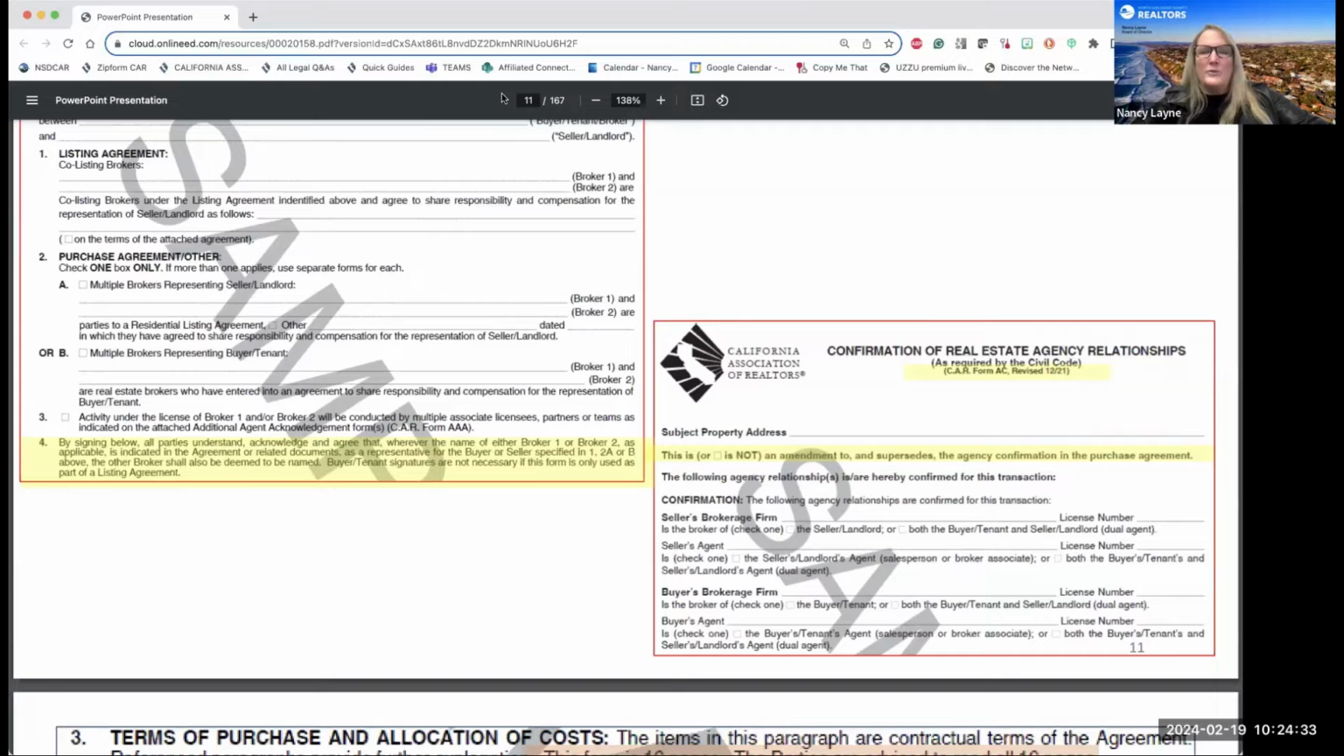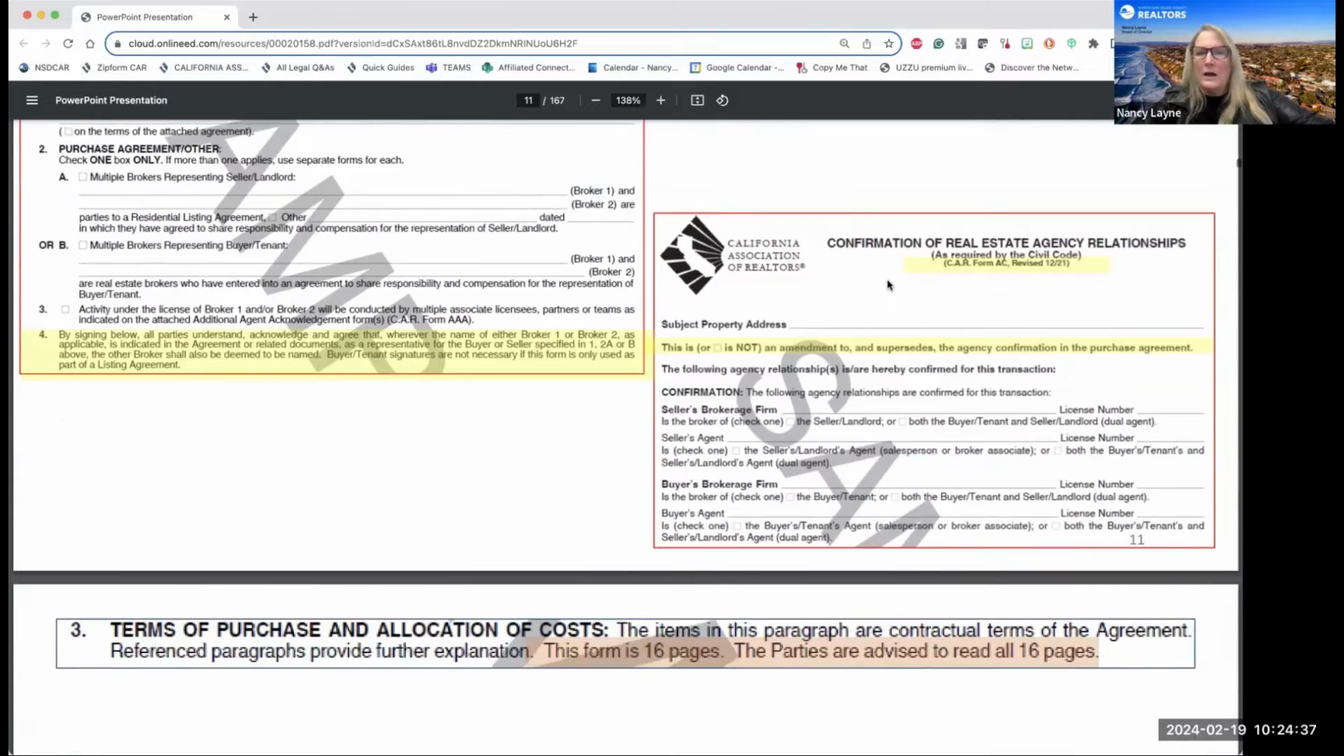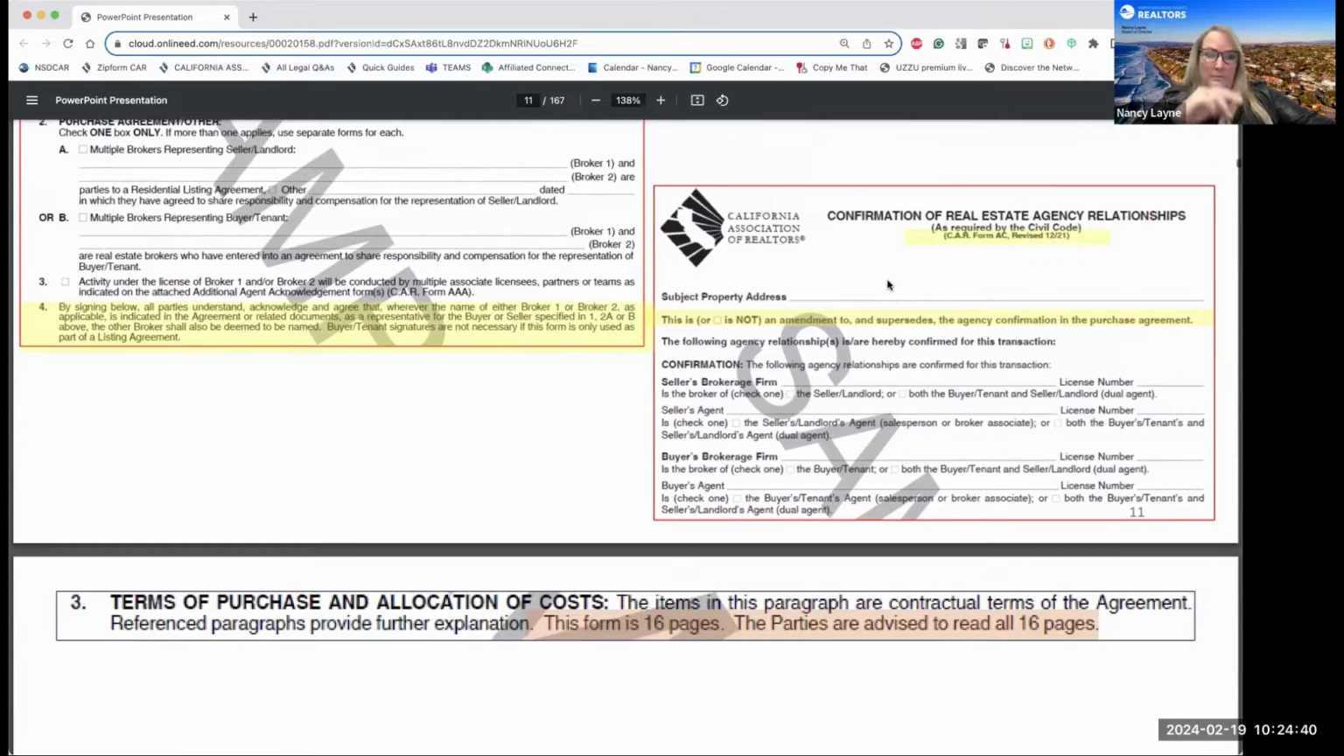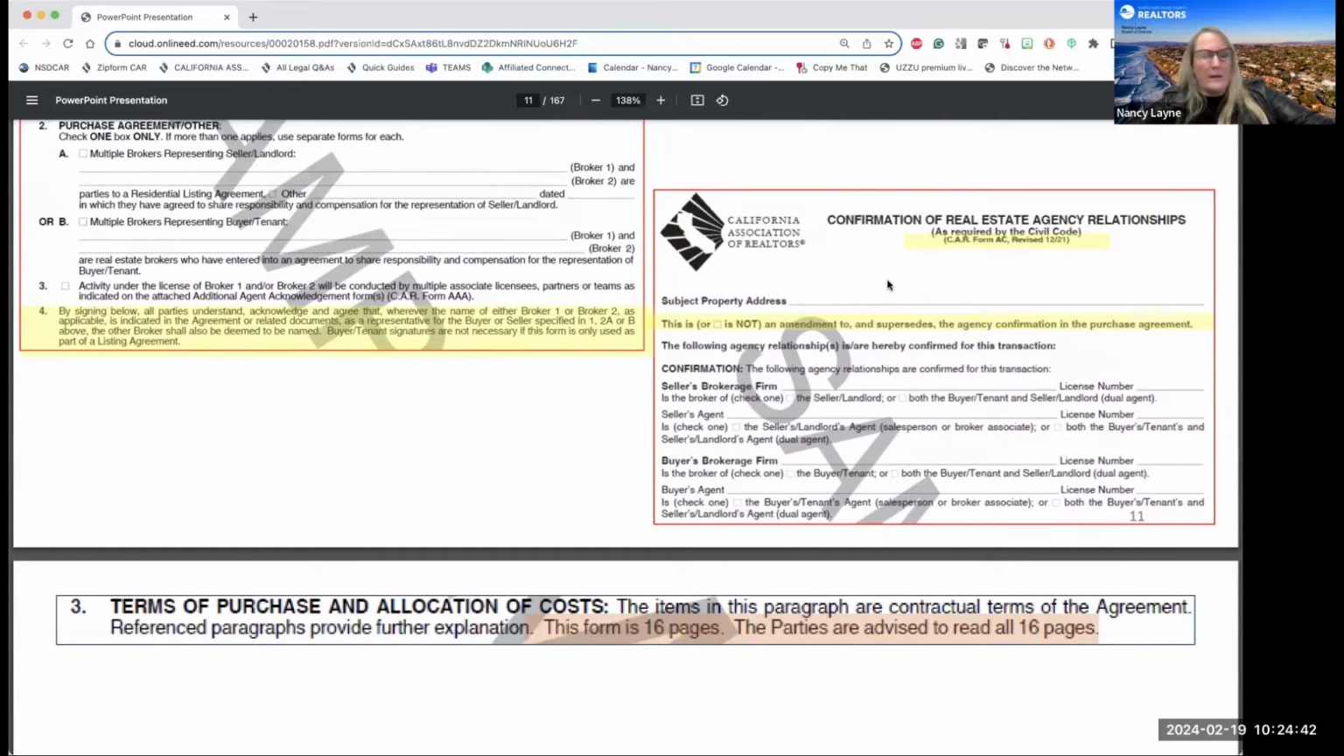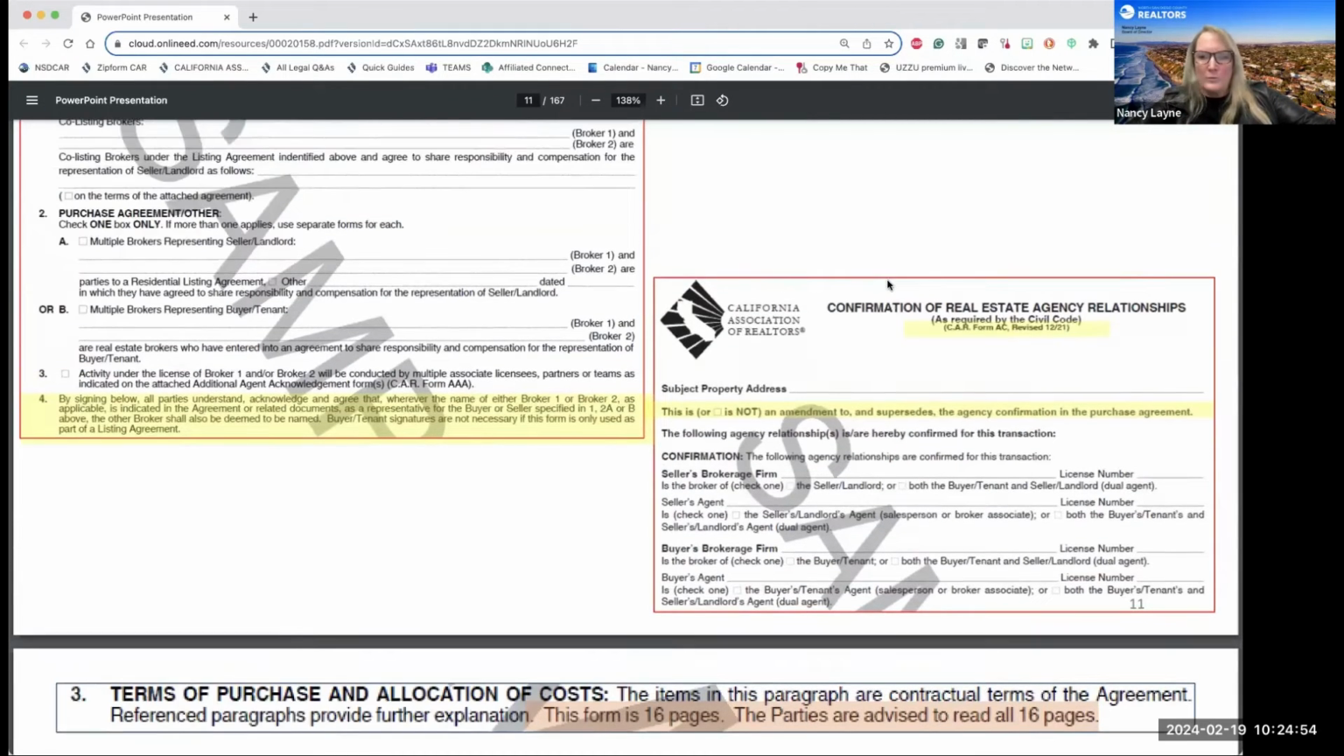The buyer representation, yes, that's correct. That's a buyer representation form. And again, that is going to change. I just got back literally Friday from CAR. That form is completely redlined and will be changed in the next upload of agency form changes.